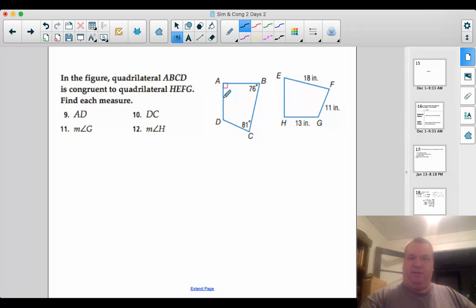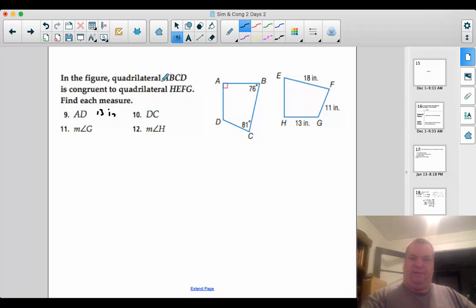So if I want to know side AD, I have to figure out what that matches up with. Well, AD, that's the first and last, that should match up with HG, which is right here, 13 inches. So you might be able to picture, to line these up, you have to rotate this about 90 degrees clockwise, and then it should line up.